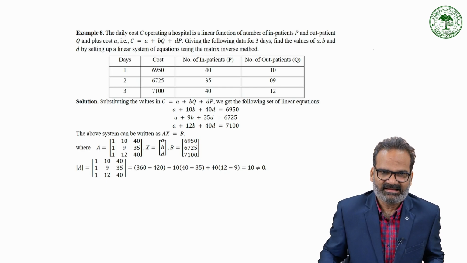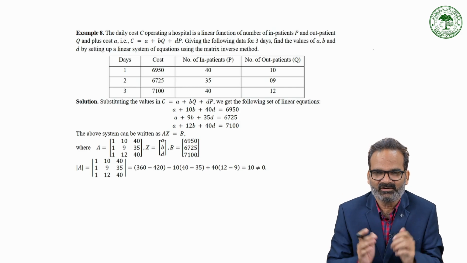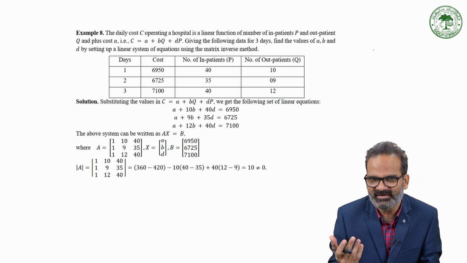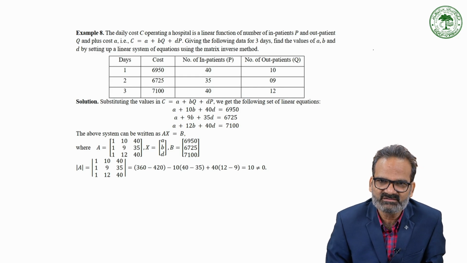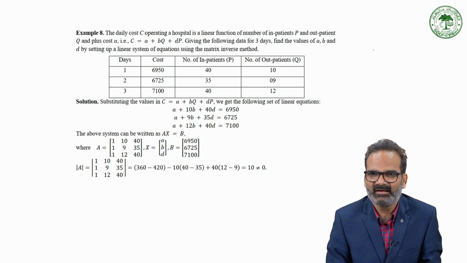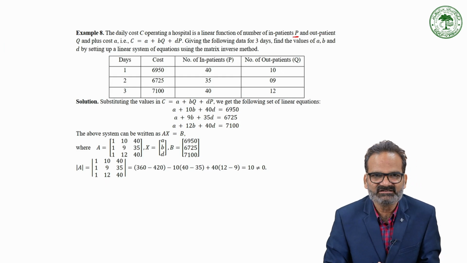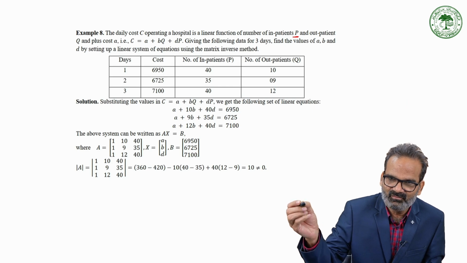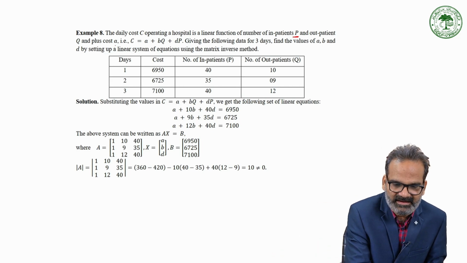This is also another case of something a little bit different from all the questions which we have solved, but the approach in this question will remain the same. So let us take up what is given here. The daily cost C of operating a hospital is a linear function of inpatients, that is P, and outpatients, that is Q, plus cost A. P is the number of patients who are in, Q the number of patients who are out, and A is the cost, given by this function.